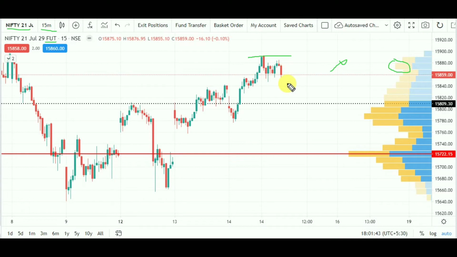So, in case of a price correction, what could be a good level to enter a long position? Well, one such area is the point of control.